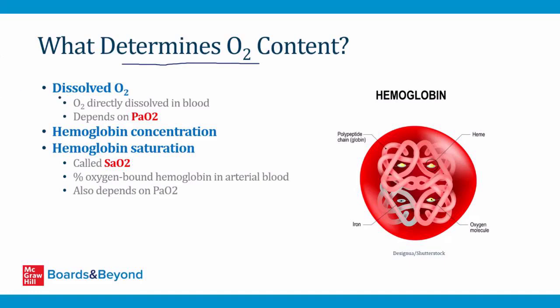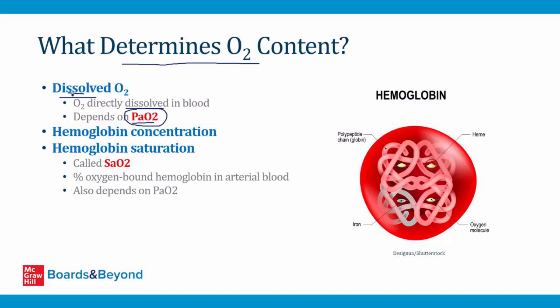The first one is the amount of dissolved oxygen. This refers to oxygen directly dissolved in the blood, not oxygen bound to hemoglobin, oxygen directly dissolved in the plasma. And this depends on the PaO2, which is the partial pressure of oxygen in our arterial system. And we're going to talk more about this in just a minute. But only a small amount of the oxygen in our blood is dissolved oxygen. Most of the oxygen we carry in our bloodstream is bound to hemoglobin.